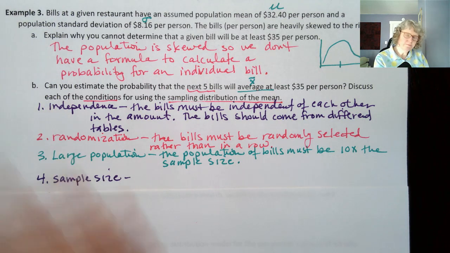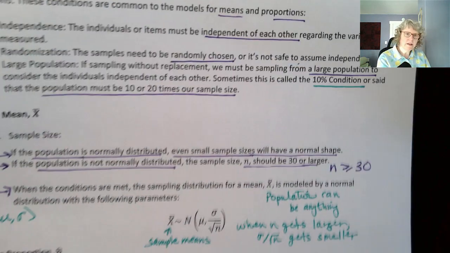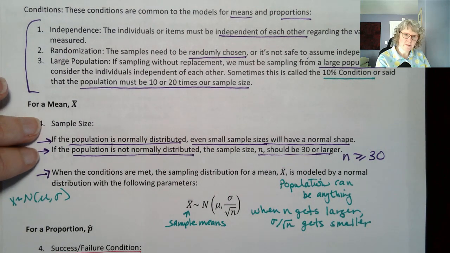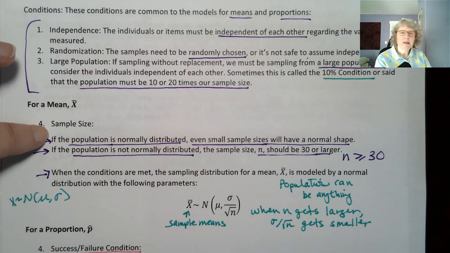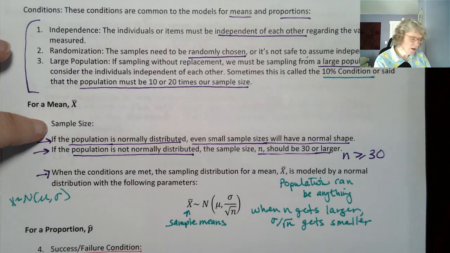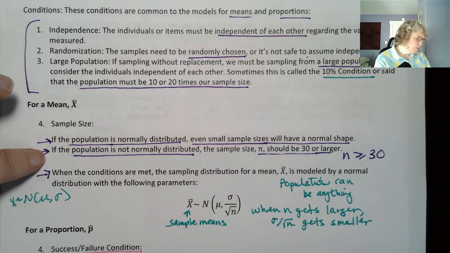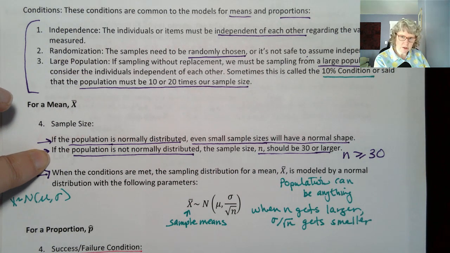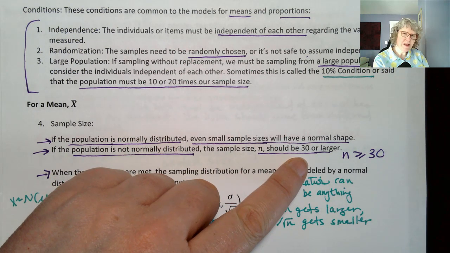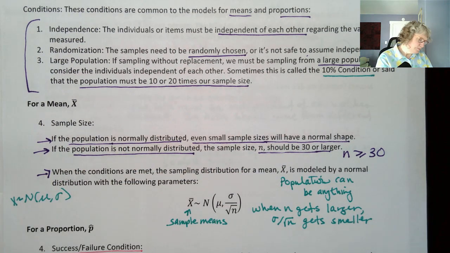is the next one, and this is our second of the 2 cases, right? So the first one is if the population is normally distributed, even small sample sizes will have a normal shape. So any sample size is fine, but we're not in that case. We're in the not normal population. So the sample size has to be 30 or larger. So the 5 is not going to work, is it?